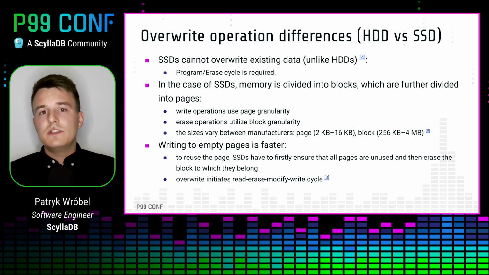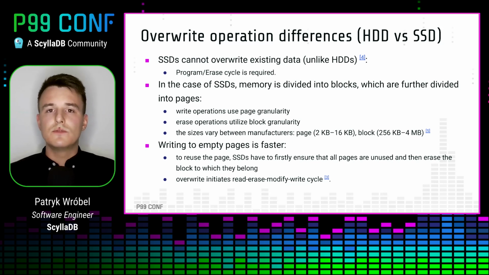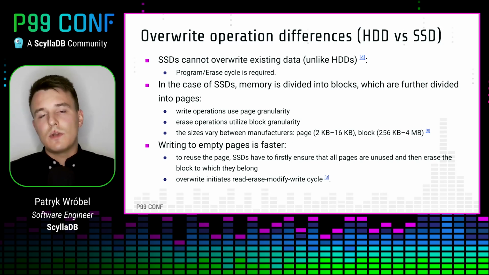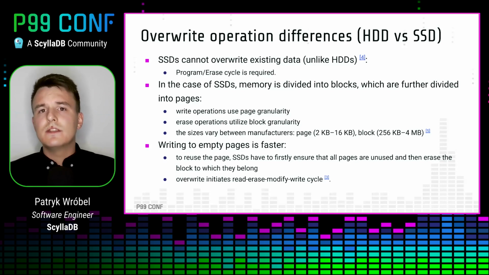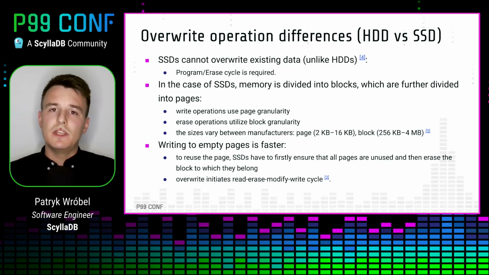And the flash memory is divided into blocks that are further divided into pages. Different operations use different granularity. Erase operation uses block granularity, and write operation uses page granularity. And as you can see on the slide, depending on the manufacturer, the typical size of block and page may differ. Page size is usually between 2 and 16 kilobytes, and the block size is usually between 256 kilobytes and 4 megabytes. Because of the way override works, it's faster to write to empty pages.